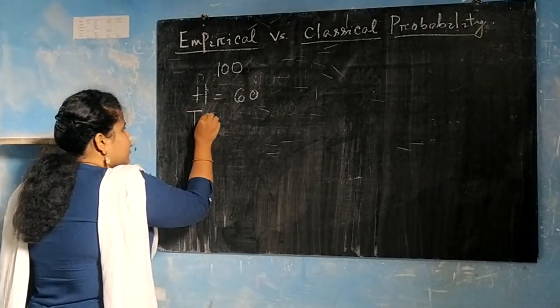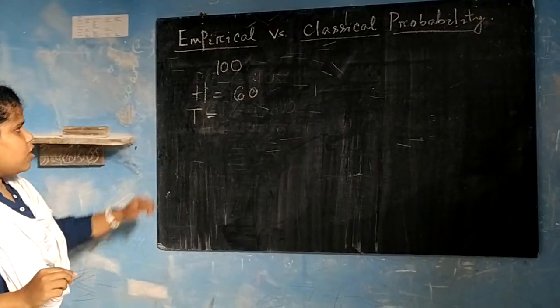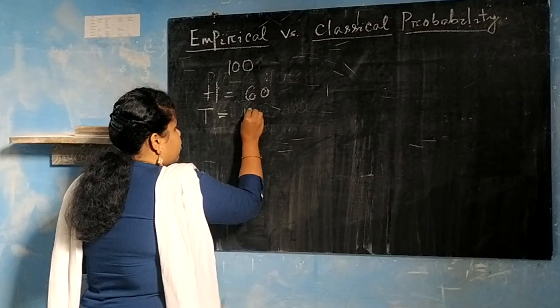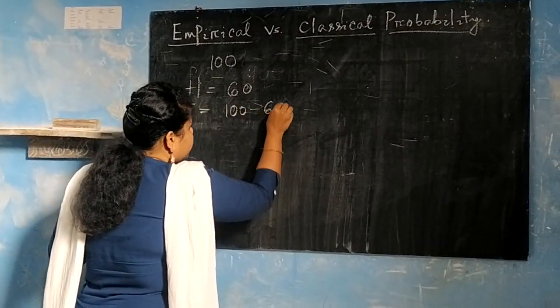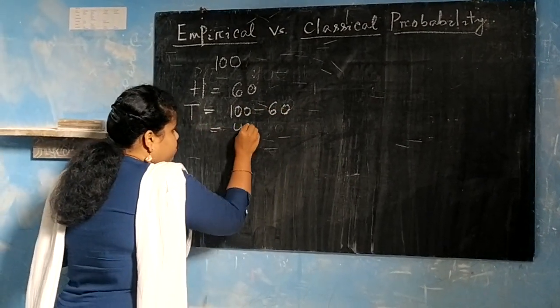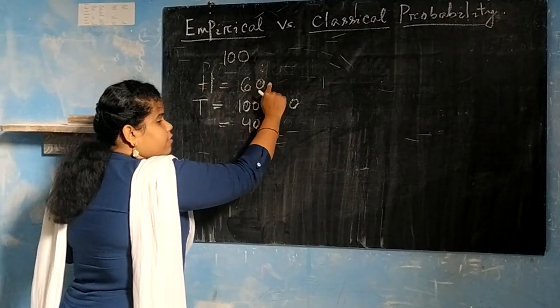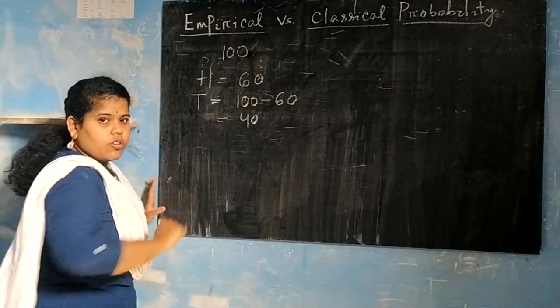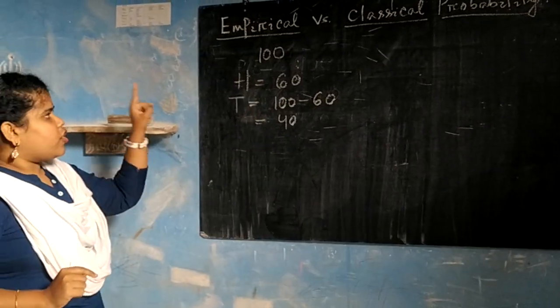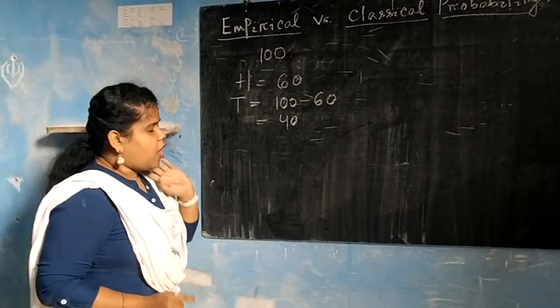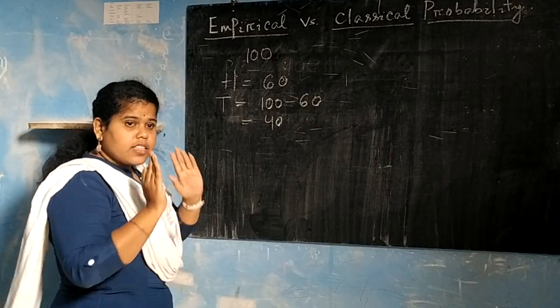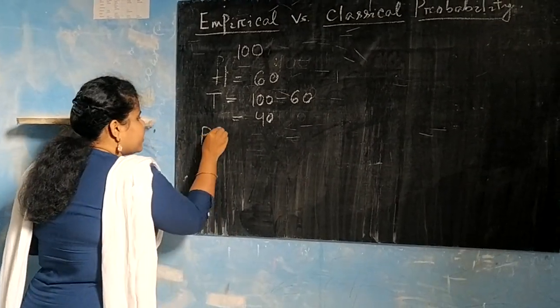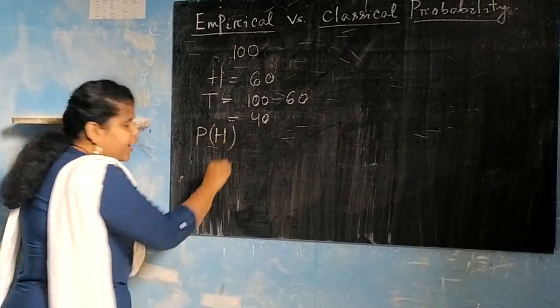Then what is the result of getting tail? The result of getting tail is equal to 100 minus 60, which is equal to 40. Now here the result of head and result of tail, 60 plus 40 is equal to 100. That means total number of experiments is 100. Then what is the chance of getting head? That means probability of head.